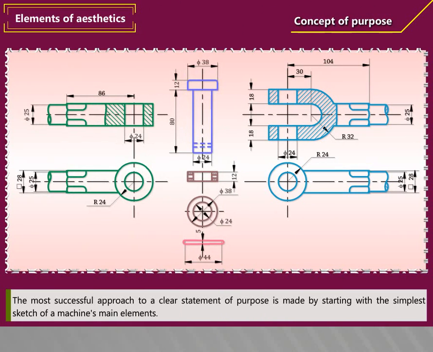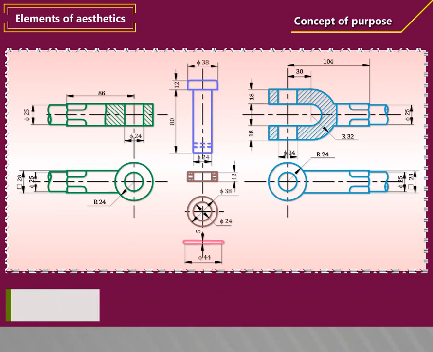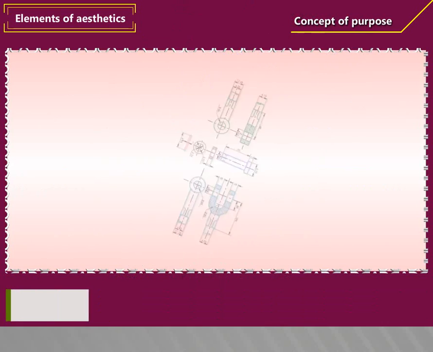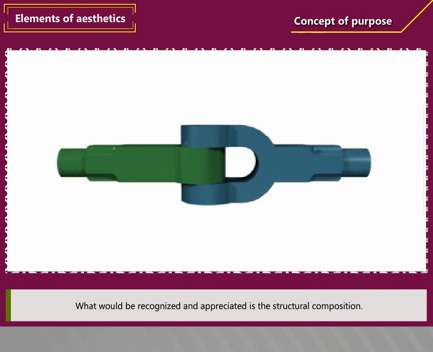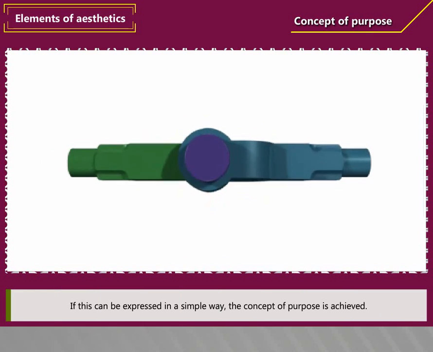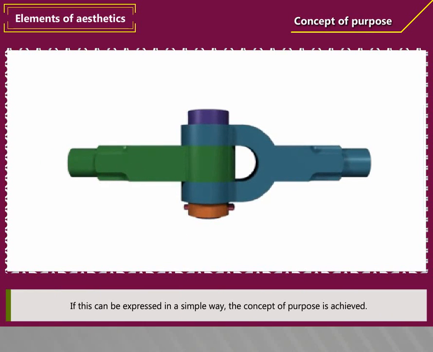Concept of purpose. The most successful approach to a clear statement of purpose is made by starting with the simplest sketch of a machine's main elements. Ideally, these elements would bear a character which describes their functions. What would be recognized and appreciated is the structural composition. If this can be expressed in a simple way, the concept of purpose is achieved.